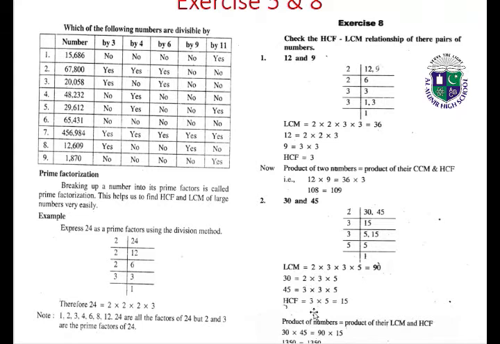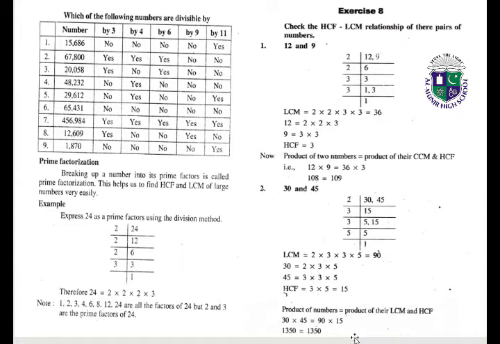ACF, highest common factor, is 3 multiplied by 5, 3 5s are 15. Product of the numbers, product of their LCM and ACF: 3 multiplied by 45 is 1350. 90 multiplied by 15, 15 zeros are 15, 15 nines are 135. So 1350, to prove that left hand side equals right hand side.